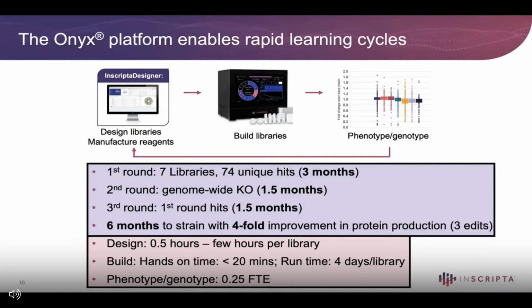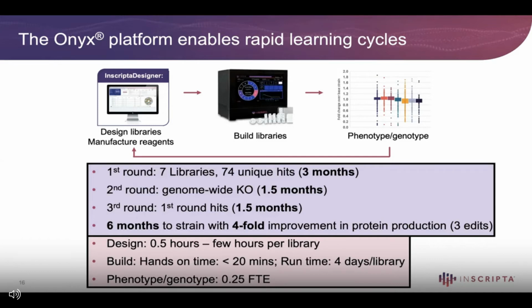So in total, he ran 7 libraries on the first round and identified 74 hits. This was within 3 months that he identified that almost 2-fold improvement. He iterated on that and identified improvements that got him above 2-fold improvements in a month and a half. And then he did that third round of editing where he got that 3.5-fold improvement, almost 4-fold improvement, in yet another month and a half.